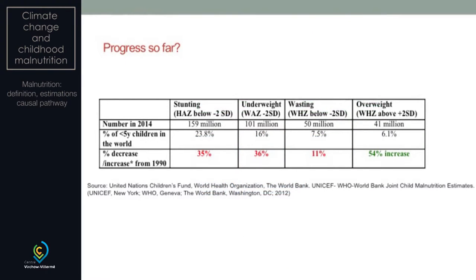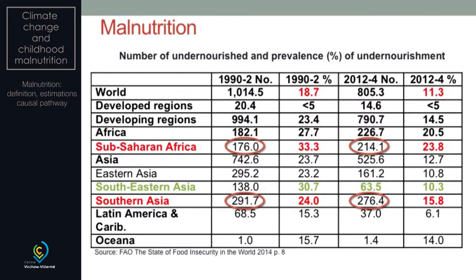So far, the world has been successful in reducing undernutrition by almost 30% when we talk about stunting and underweight children. However, there is also a simultaneous increase in the number of overnourished children in all geographic regions of the world. If you take a closer look, though, you will see that the absolute number of undernourished children is actually on the rise in sub-Saharan Africa.